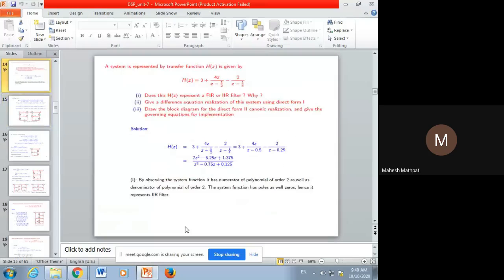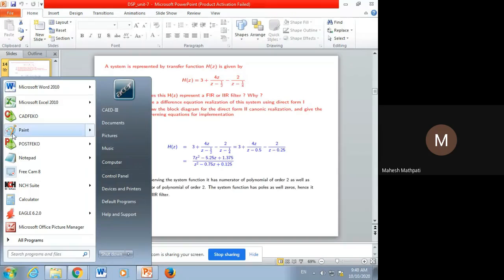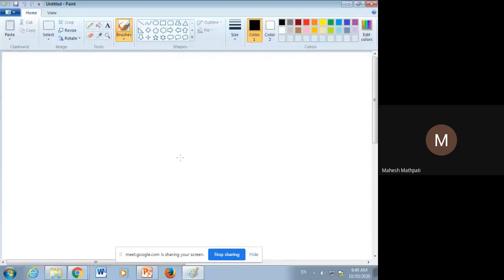So what is expected? This is the question. Let me write it down here once again, and let me draw the diagram also. You just help me in that part. So what is H of z? We have finally calculated it with respect to yesterday's example.